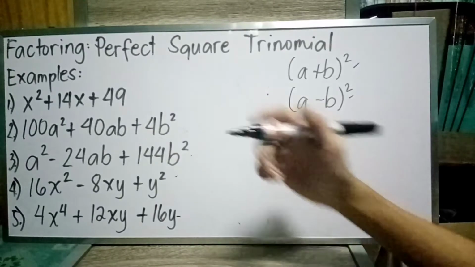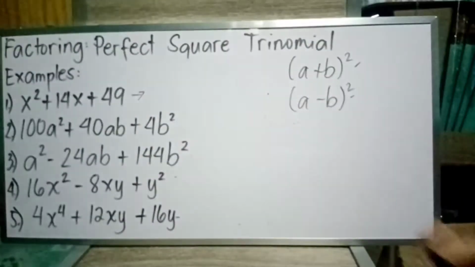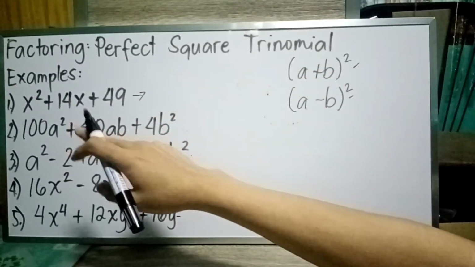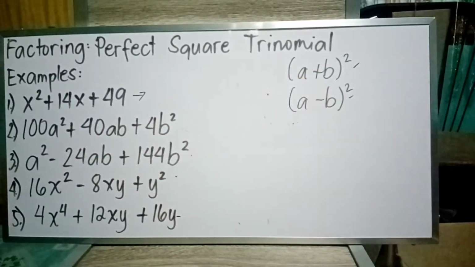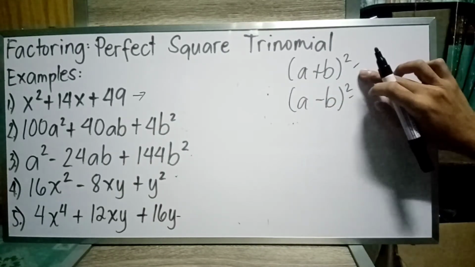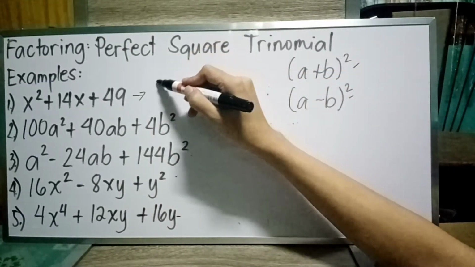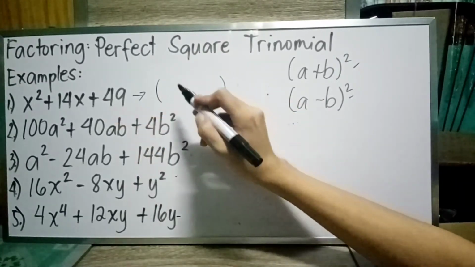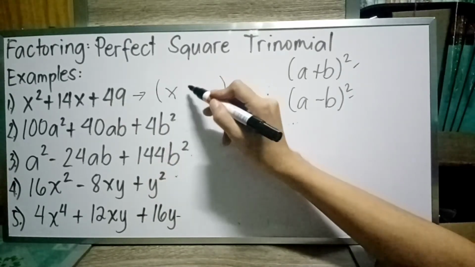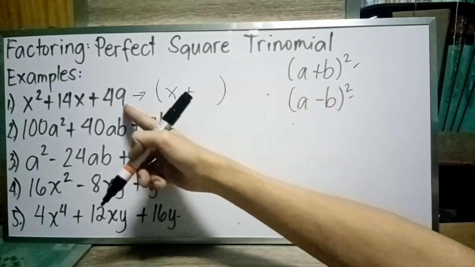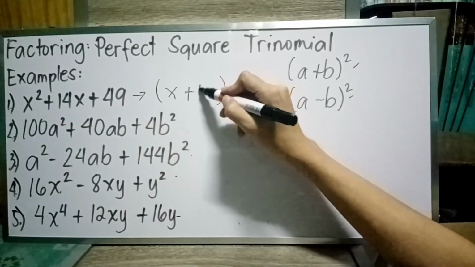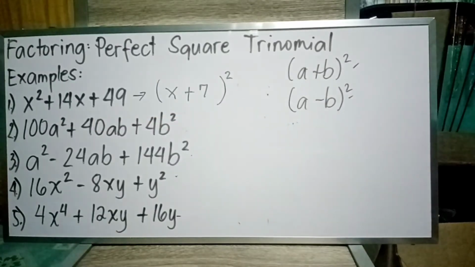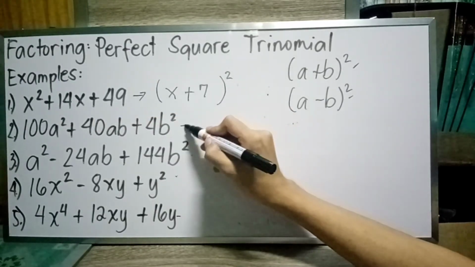Since this is a perfect square trinomial, we're going to follow this. x squared plus 14x plus 49, so positive, we're going to use this one. So therefore, we're going to get the square root of the first term, x squared, that is x, then plus the square root of 49, that is 7, then square. This will be the factored form of this. Get it?